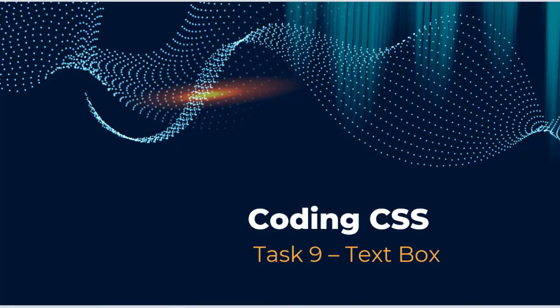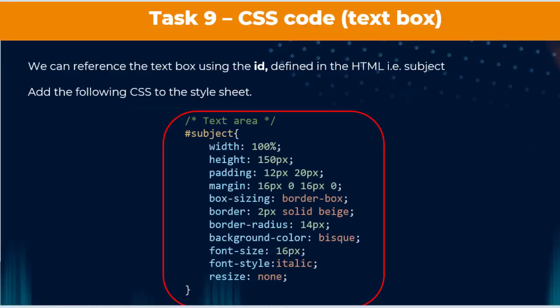The next task is to look at the text box. Now for the text box, we'll look at the width, the height, the padding, margins. We'll look at the border around the actual text box itself. We'll look at the color, we'll look at the font and the font style, and then we'll see whether we want to resize that box, and we'll say, in this case, no. And you'll notice also that it is a hash symbol and what that implies.